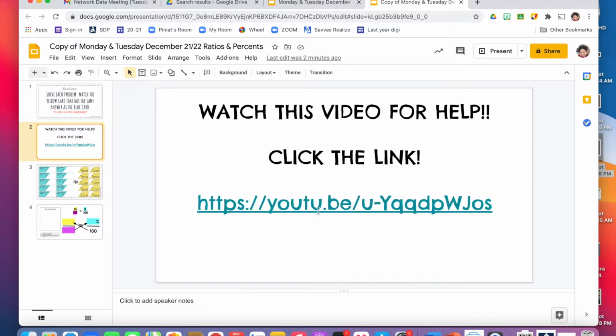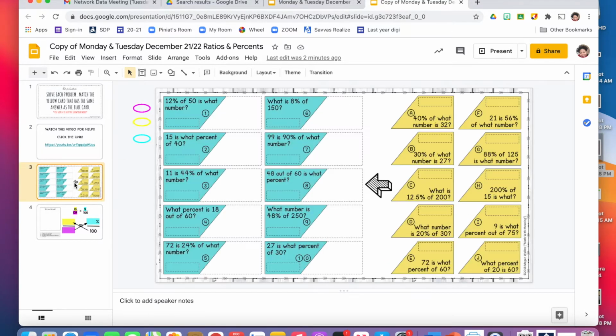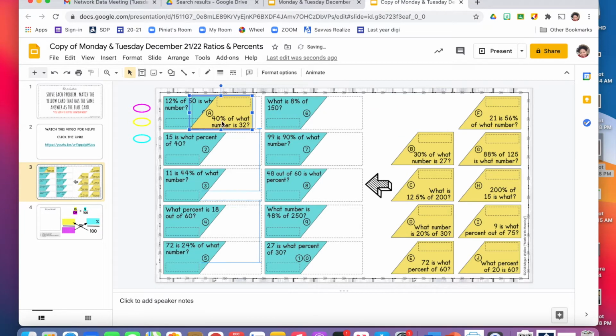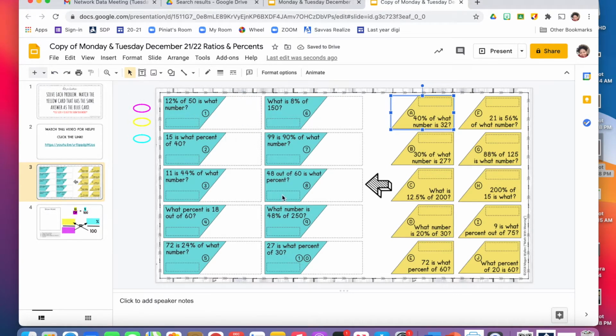When you click this link, and it might look a little different, you'll be on this video. These are the problems. You see blue problems, you see yellow problems. They are all percent problems like what we've learned. You would type your answers and drag the yellow over to match with the answer. If they have the same answer, you drag them together.